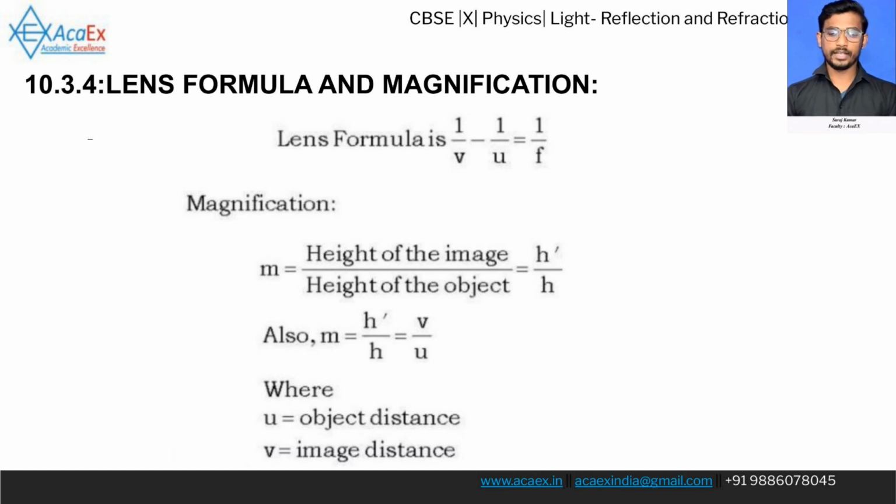Lens formula and magnification. Lens formula, the relationship between object distance u, image distance v, and focal length f is given by 1/v - 1/u = 1/f. Magnification m, the ratio of the height of the image to the height of the object. The formula is m = image height / object height, which also equals v/u.